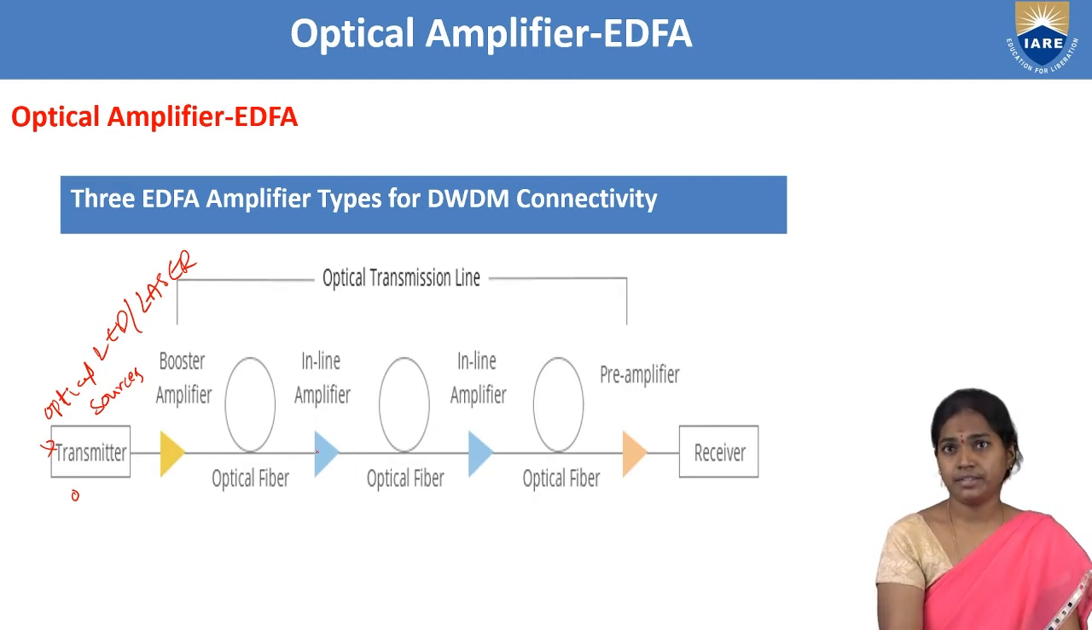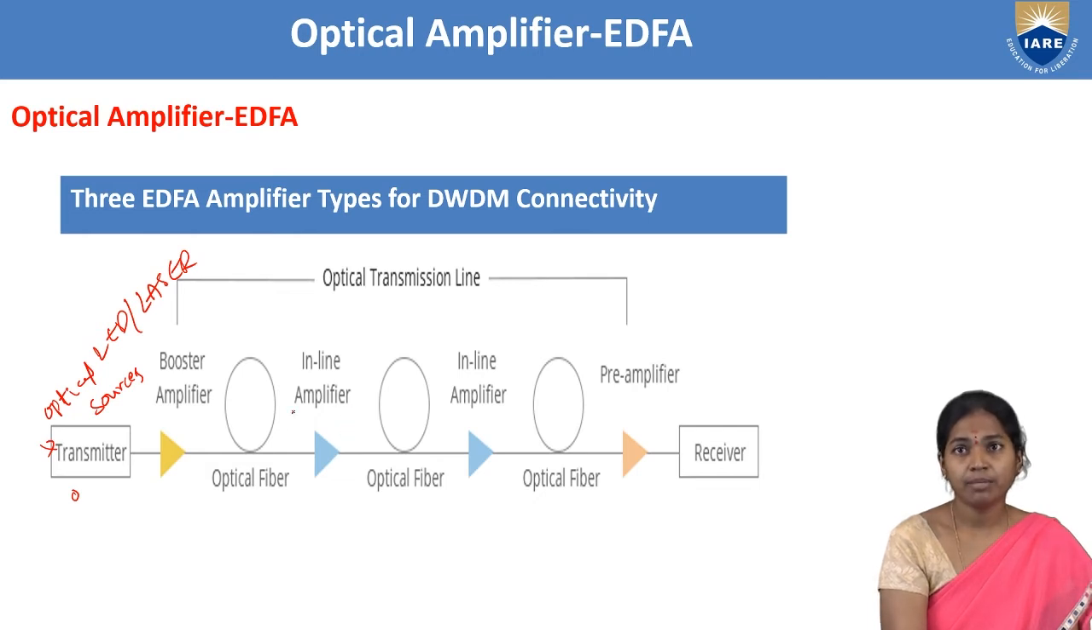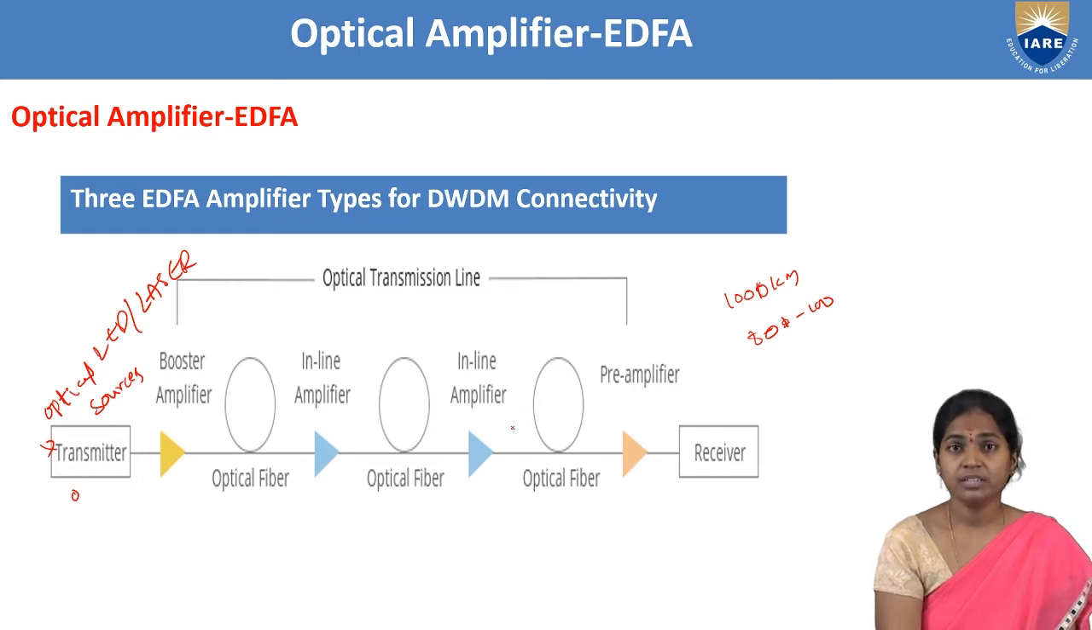Between this transmitter and receiver we are connecting inline amplifiers. These line amplifiers are connected every 80 to 100 kilometers of the optical fiber. For example, if the optical fiber length is 1000 kilometers, each 80 to 100 kilometer distance we are using these line amplifiers. With the use of these line amplifiers we can increase the signal strength, which means we can transmit the information to a longer distance.